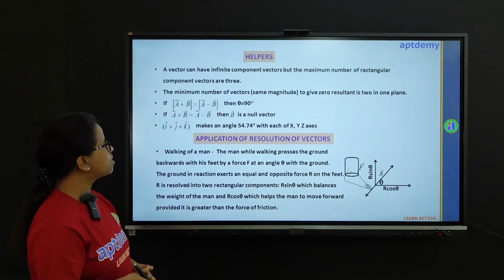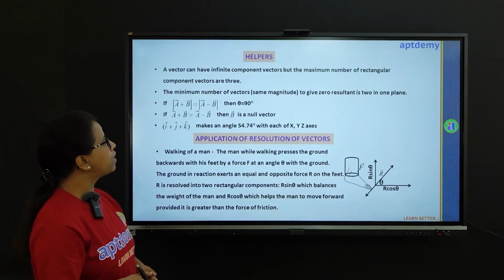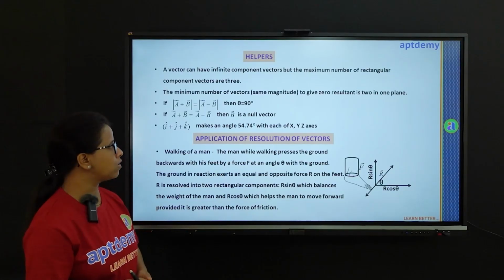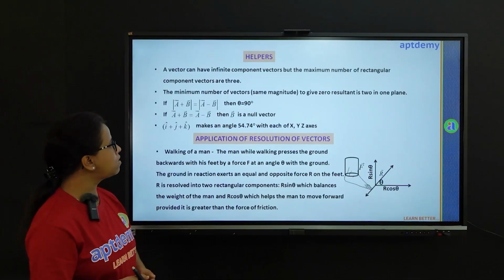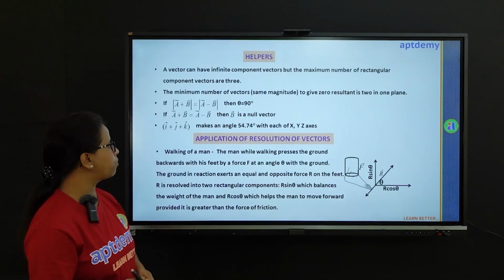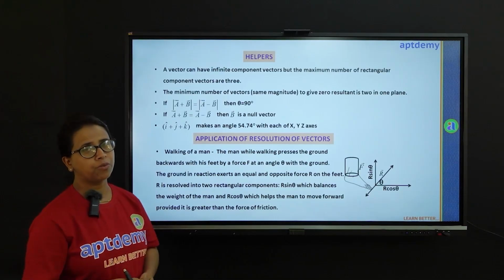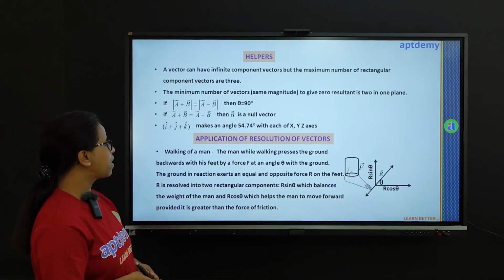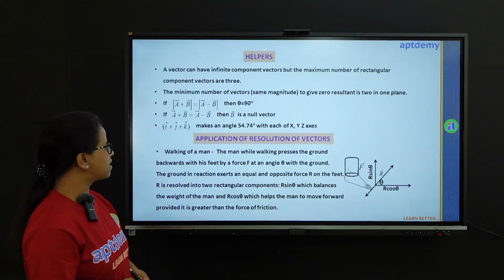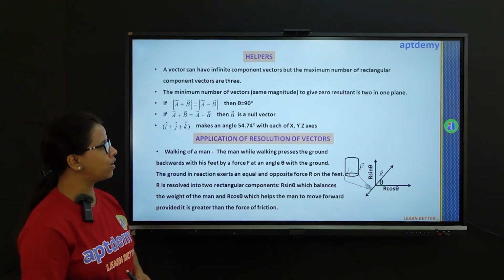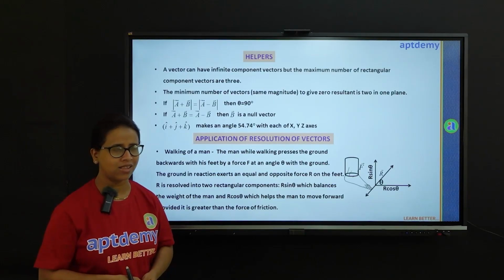Now if the magnitude of vector A plus vector B is equal to the magnitude of vector A minus vector B, then the two vectors are at 90 degrees with each other. So this can be solved to get the result, but it's better to know the formula. If vector A plus vector B is equal to vector A minus vector B, then vector B has to be a null vector. Now, i cap plus j cap plus k cap together make an angle of 54.74 degrees with each of the x, y and z axes.